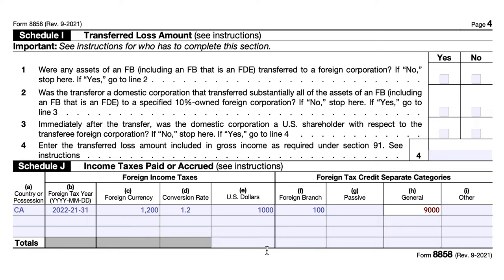So in Schedule M, which is not shown here, you'll need to file that separate schedule with each Form 8858 if the FDE or FB entered into any transaction with the filer or other related entities during the annual accounting period. And every U.S. person that is required to file Schedule M must file the schedule to report transactions that occurred during the annual accounting period ending within the person's tax year.